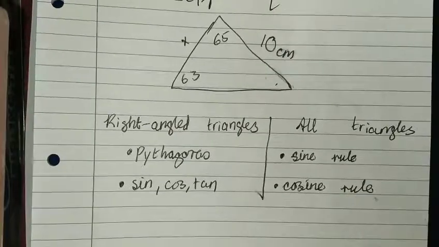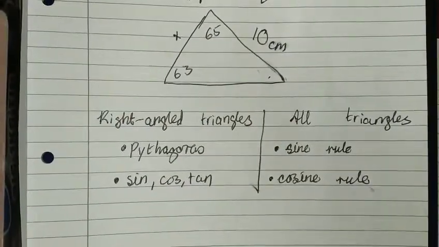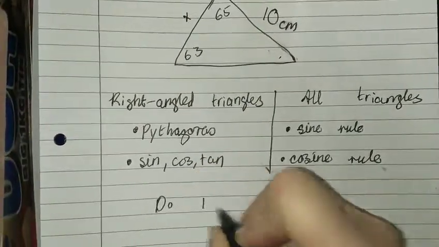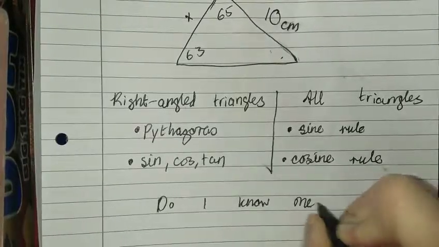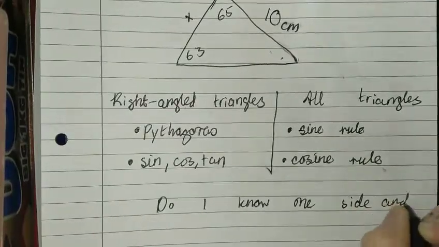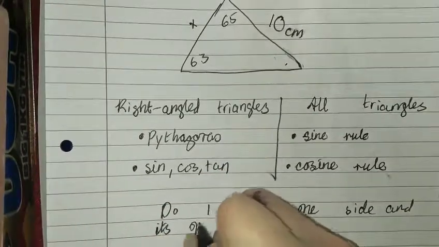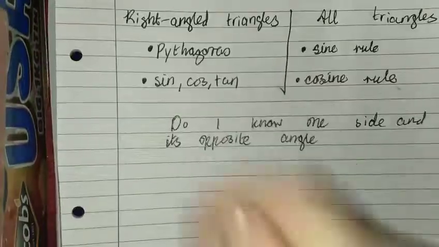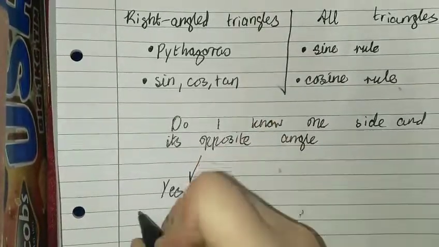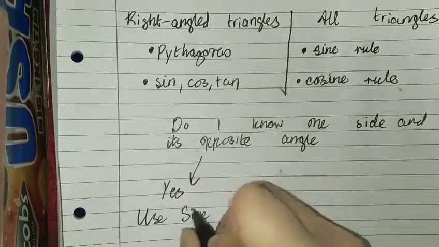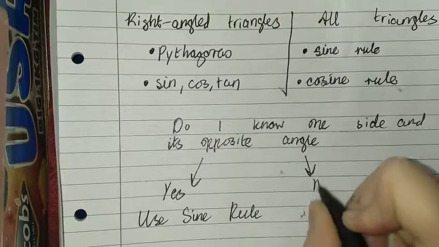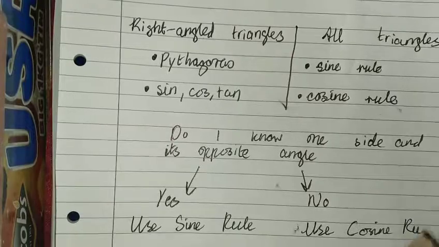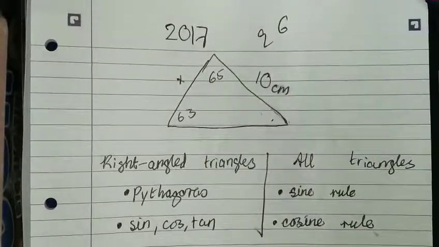So the question I would ask, if I was deciding whether to use the sine rule or the cosine rule, is: do I know one side and its opposite angle? If the answer is yes, use the sine rule. If the answer is no, use the cosine rule. So I'm just going to have a look at my triangle.